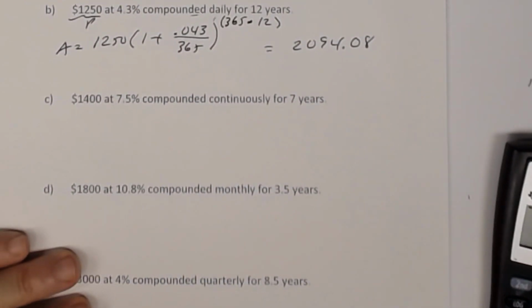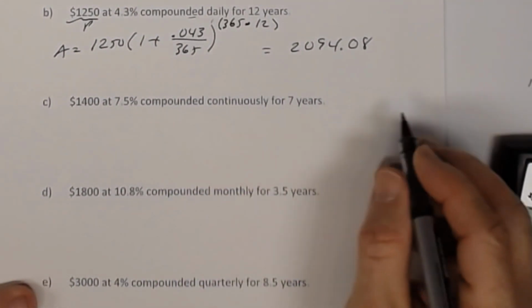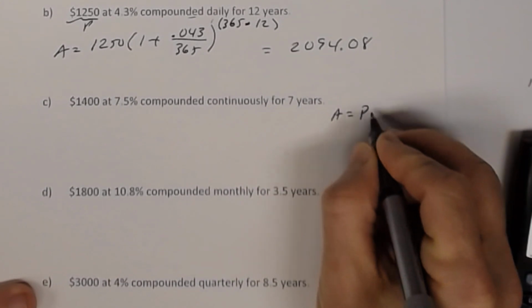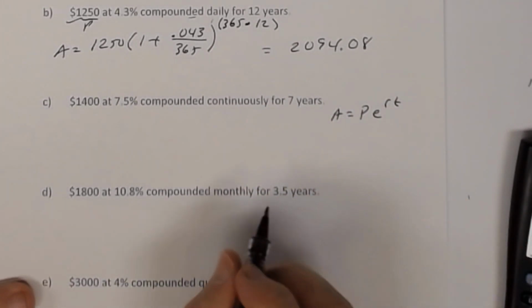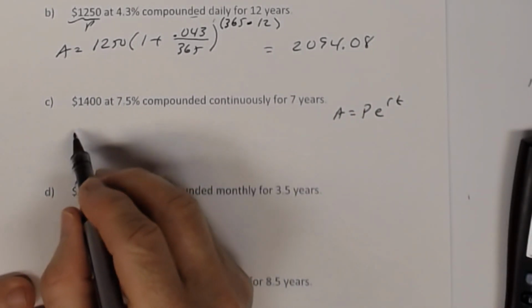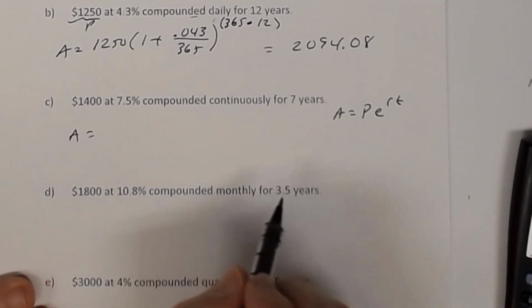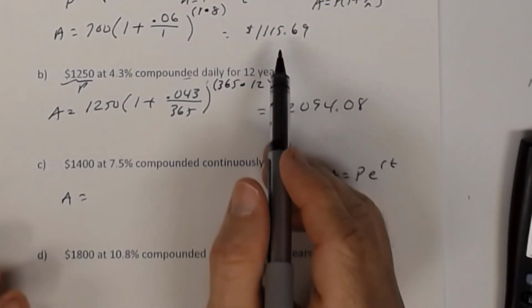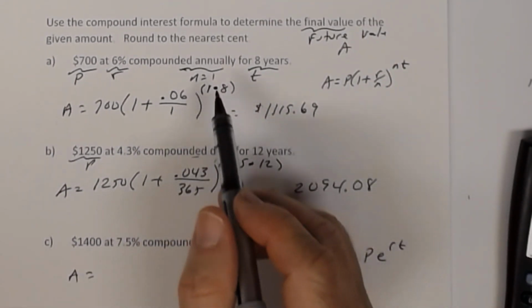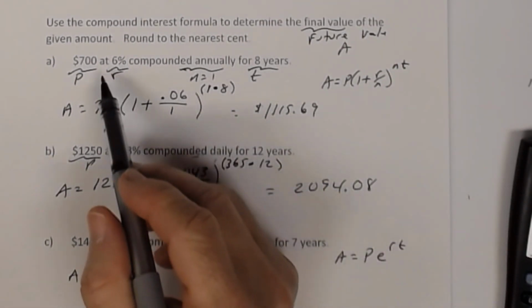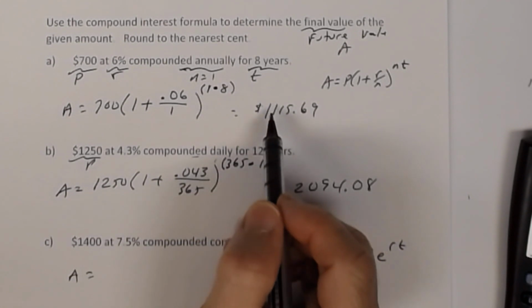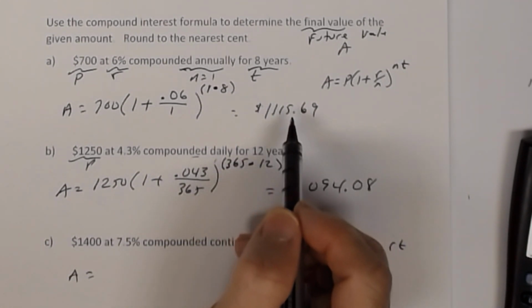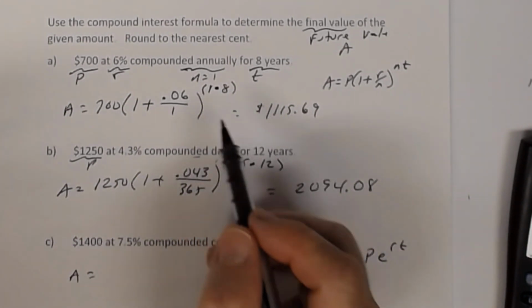All right, letter C. So now we're talking about continuously. So that's this formula here. A equals P times e to the rt. So you're trying to find the future value. Now let me just remind you what you have here. So that means that in 8 years you went from $700 to $1,115.69.